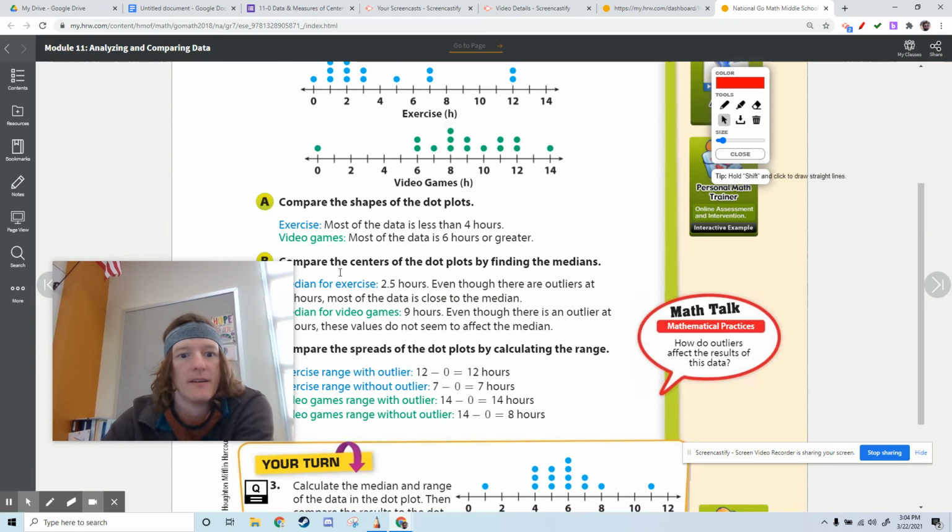For B, comparing the centers, well, our center for exercise was 2.5. Our center for video games was 9. And our center for internet usage was 6. So again, it's somewhere in the middle of those other two dot plots we looked at. In our spreads of data, this one actually, you could probably rule out this 1 and this 11. Our spread here is between 4 and 8, which again is sort of in the middle of our exercise and our video games.